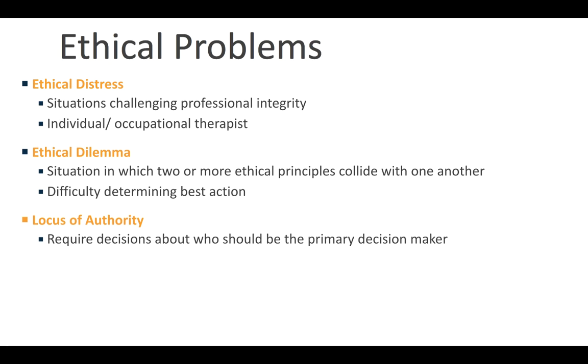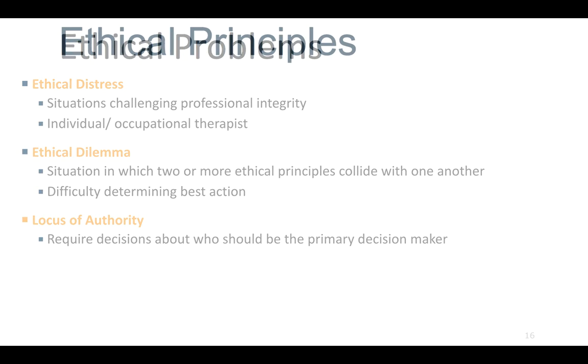Locus of authority is really trying to figure out who is the primary decision maker, who is the responsible party, per se. So these are the three ethical problems. We're going to talk much more about this in class when I come back next week, and get some examples and go into much more detail. But the Code of Ethics that is posted on Moodle will also talk about this, so please be sure to look at that.